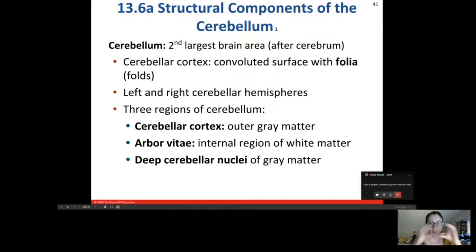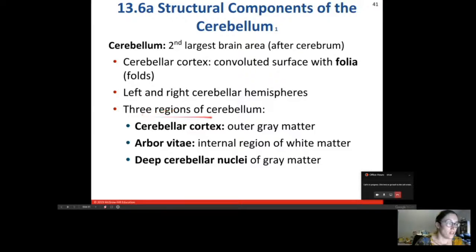So the cerebellum is going to be that little tiny brain. It's at the back. Just like the cerebrum, it has an outer cortex of gray matter and an inner sort of white matter. And it also has right and left cerebellar hemispheres. At the back of your head, you have the cerebellum and cerebrum, and there's a transverse fissure that goes right in between them that is going to be connecting them.